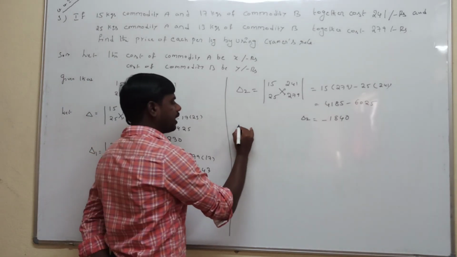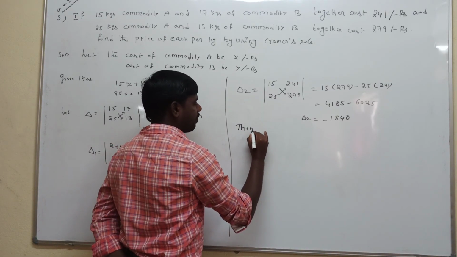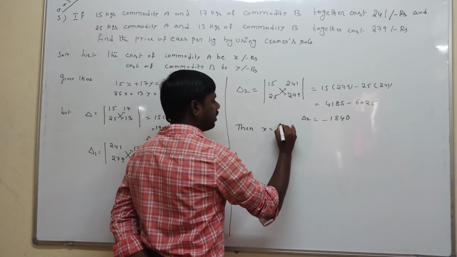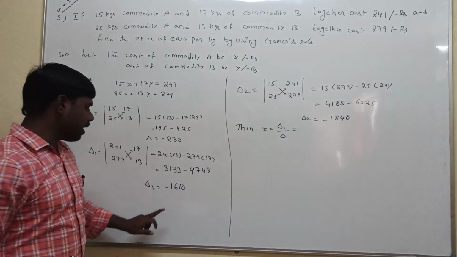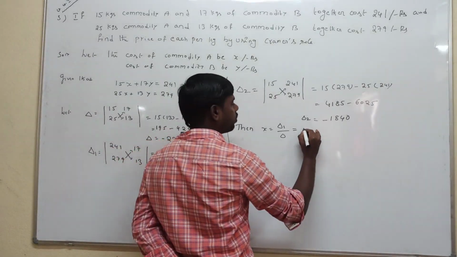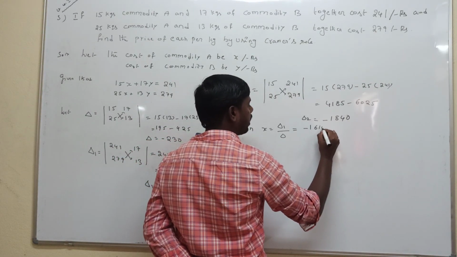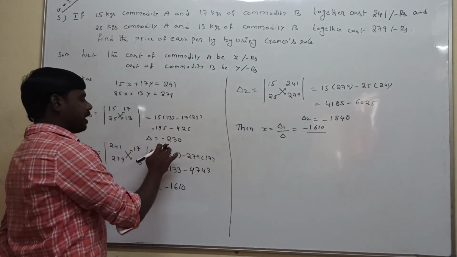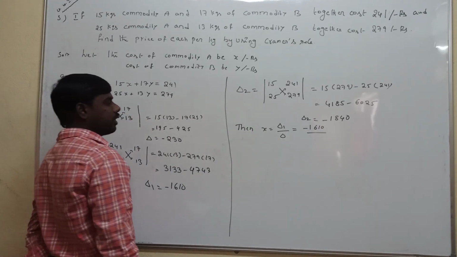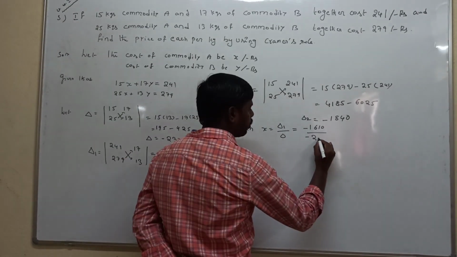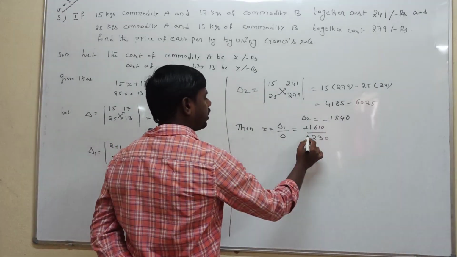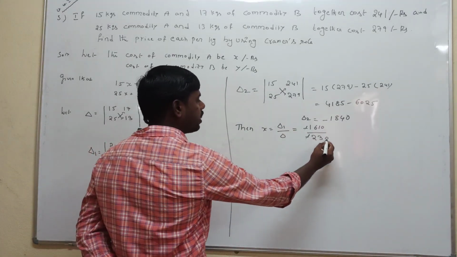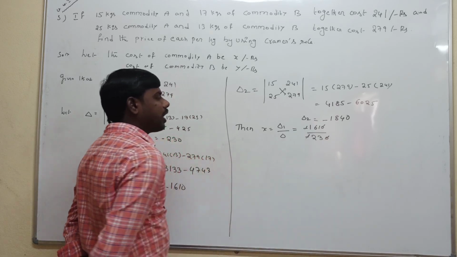After that we calculate the x value and y value. What is the formula? x is delta 1 by delta. Delta 1 is minus 1610 divided by delta, which is minus 230. Now the minus in numerator and denominator get cancelled, and the zero also gets cancelled.